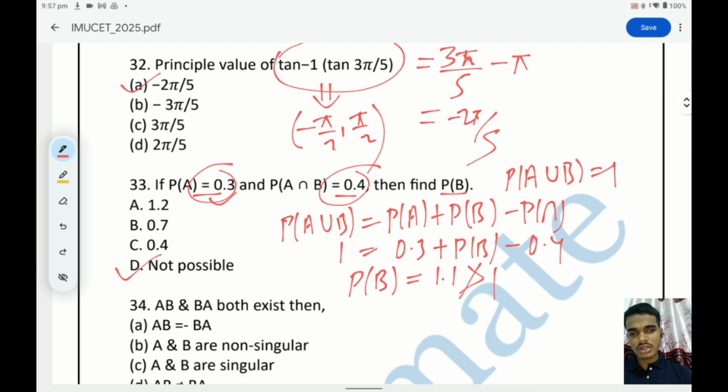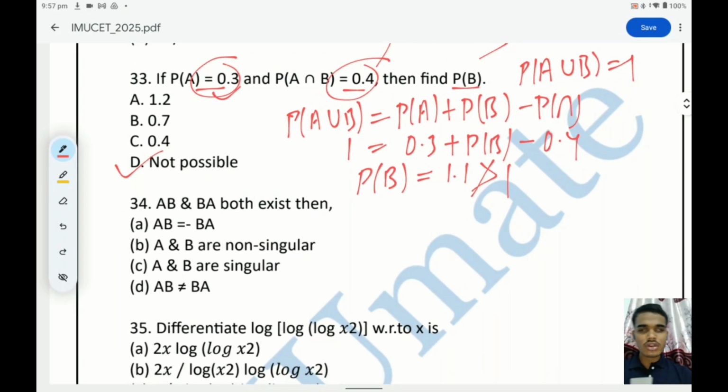Let's go for the 34. This is about the matrices AB and BA both existing. Whenever both exist, then we can say A and B are both non-singular. Singular means determinant of A is 0, so non-singular means it can't be 0. If both are non-singular, then this will be the correct answer. If you want to check by any option, you can check that.